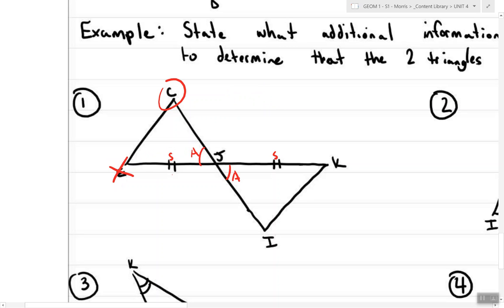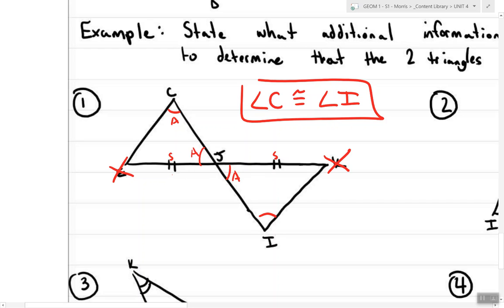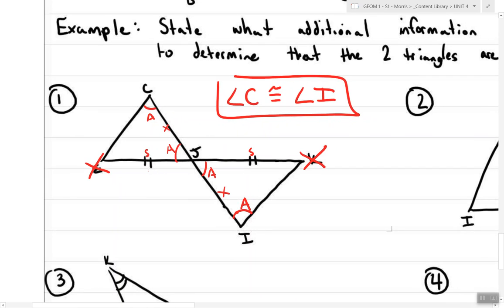I'd have to choose C. So angle C would have to be congruent to angle I for the other one, because K could not be the option for the other side. So C is congruent to I, and that would be my final answer. And as you can see, the side is not between the two angles, so this one would work.